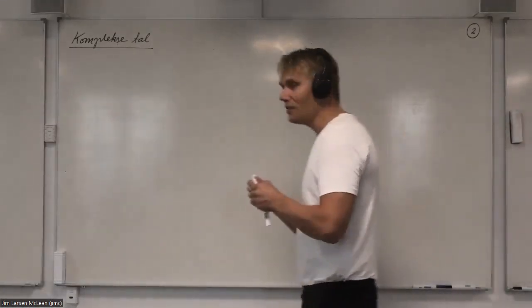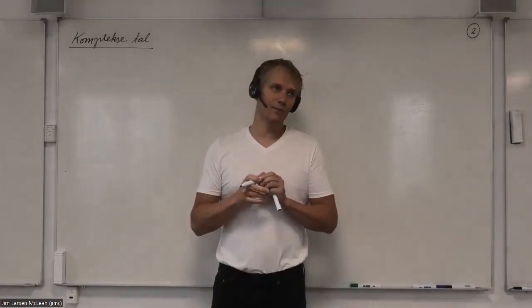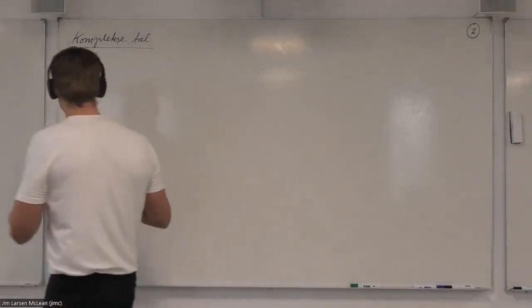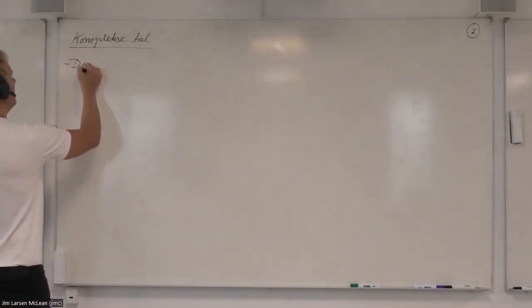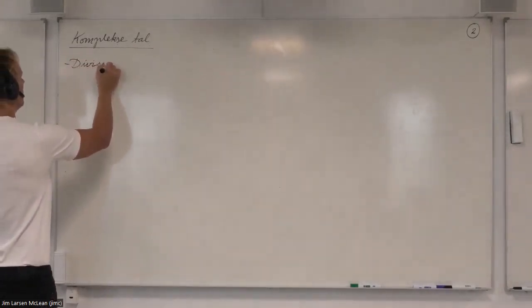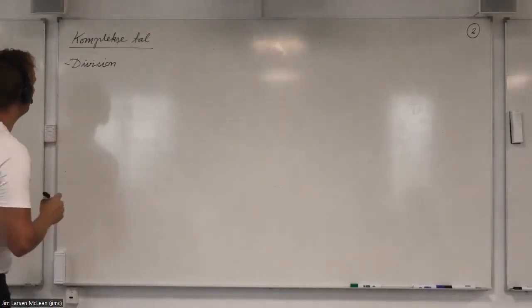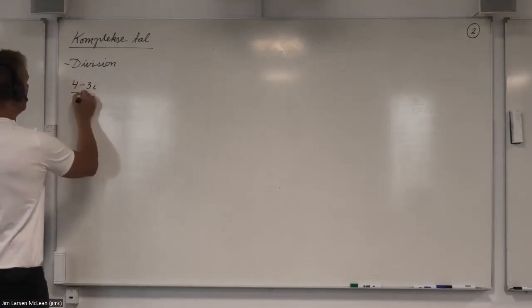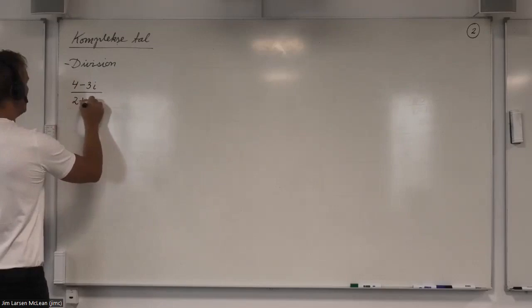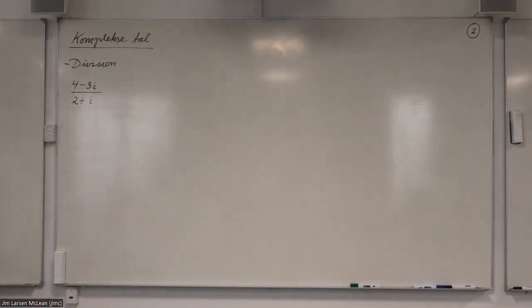Last time we also saw that you can divide complex numbers by each other. I just want to go over that again because it's important. So we have a subheading for complex numbers called division. And if you have two complex numbers, for example, 4 minus 3i, and you want to divide it by 2 plus i, then it turns out to be smart to multiply the fraction by the complex conjugate of the denominator.